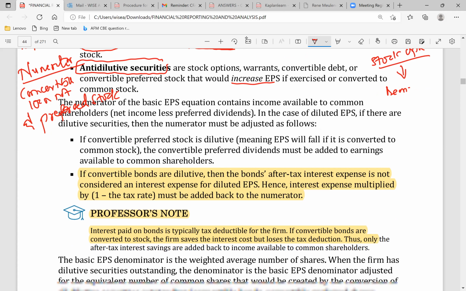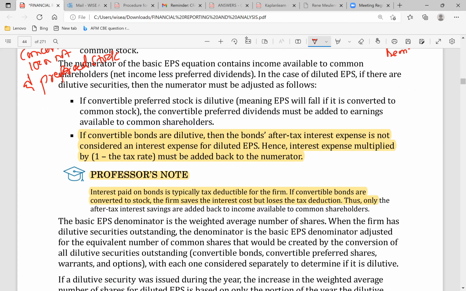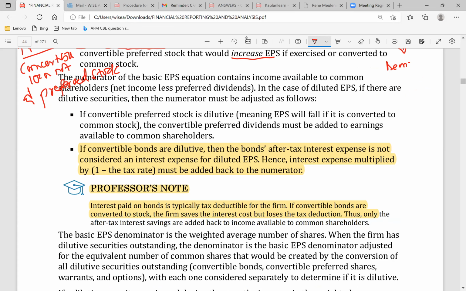So for convertible loan notes, we expect that when the bonds, or convertible loan notes, are converted into shares, there will be an interest savings. So the net income will increase by the after-tax interest.